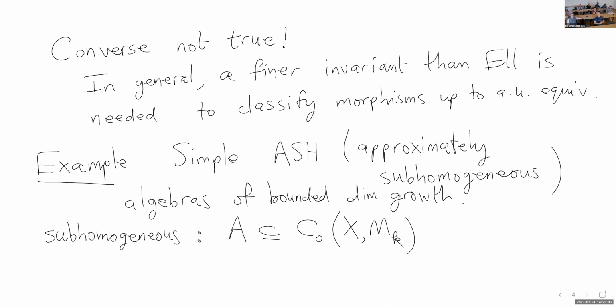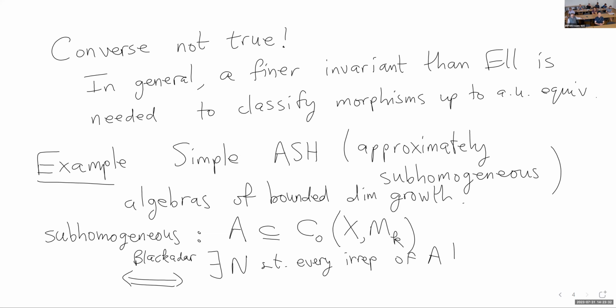Equivalently, there is a bound on the dimension of irreducible representations. So this is equivalent to, I think we could write it out, that there is some n such that every irreducible representation of A has dimension at most n.